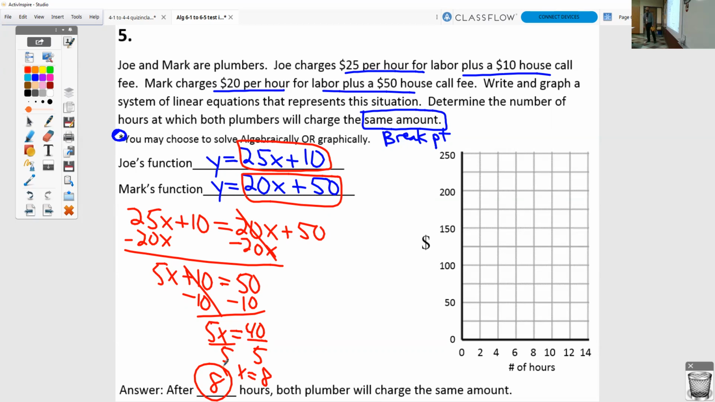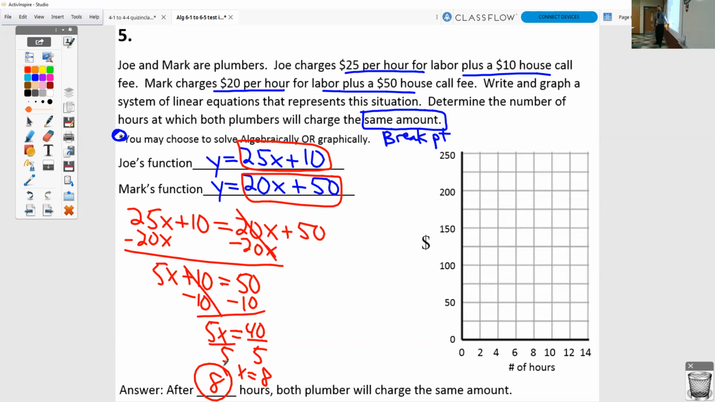If you solve that equation correctly, you should get x equals 8. All right, subtract 20x from both sides because they're on different sides of the equal sign, then it's just a two-step equation. That's one way to do it. If you showed just this, you're good to go.